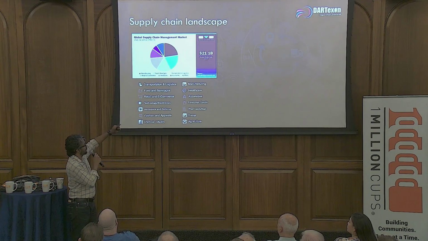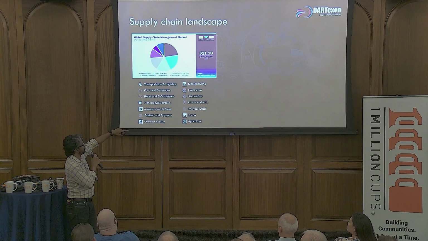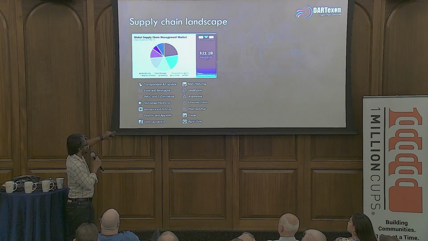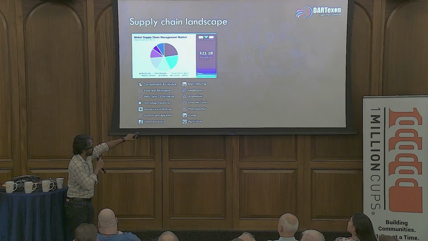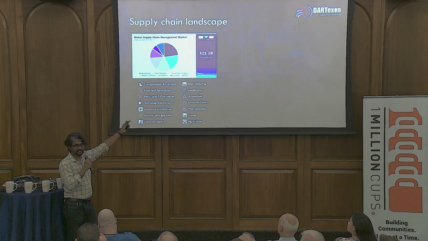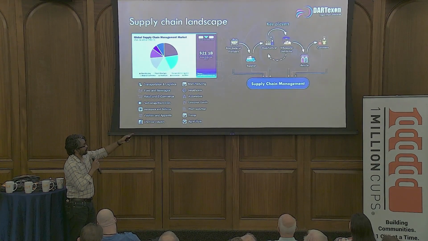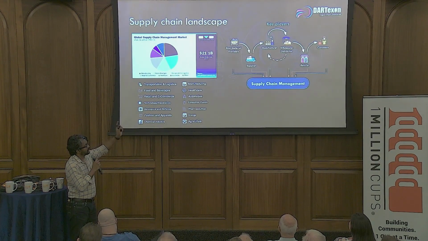We are talking about manufacturing, food and beverages, healthcare, retail, e-commerce, and automotive. Those are the major shareholders of this global market size. In addition to that, these are all other industries which also have a presence in the supply chain area. And when we talk about supply chain, we are talking about all these key players.